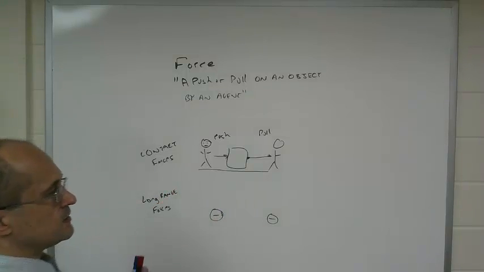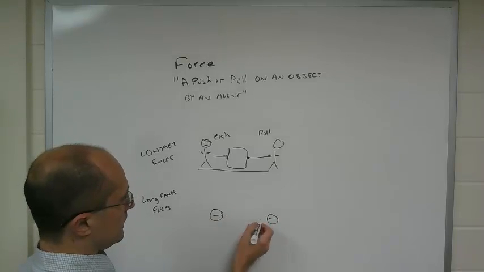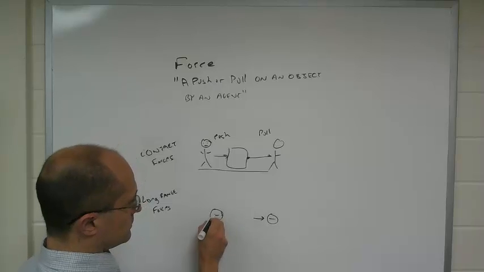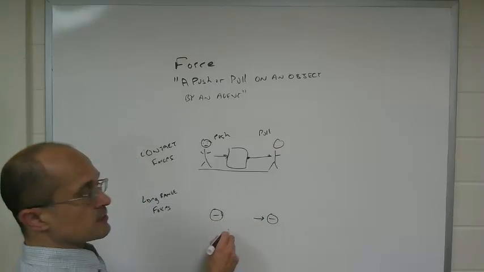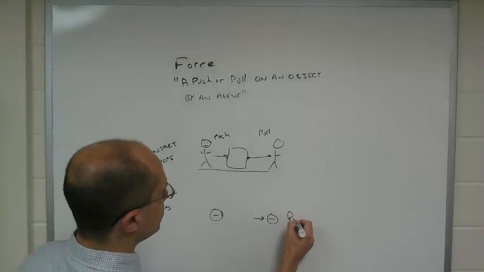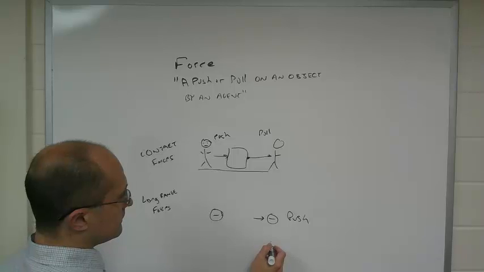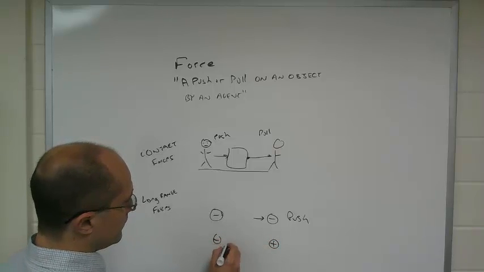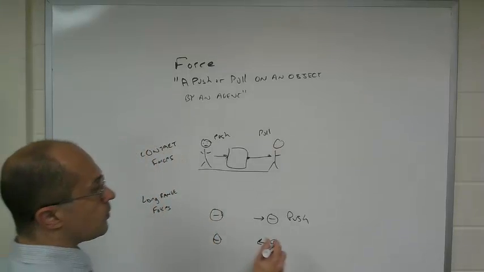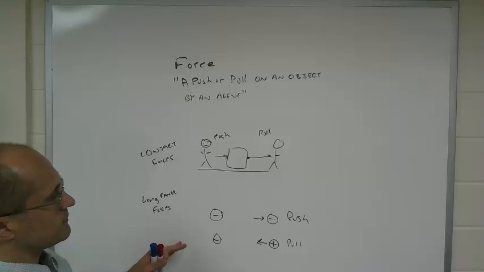Long-range forces we see more often in electricity and magnetism, where if you have two negative charges, let's say, the negative charges repel each other. So in this case, this charge pushes on this charge, but there is no direct contact. So long-range forces work without direct contact, and this would be the push side of a long-range force. And if we had a positive here and a negative here, this positive would be pulled now towards the negative. So long-range forces are ones that work without direct contact.